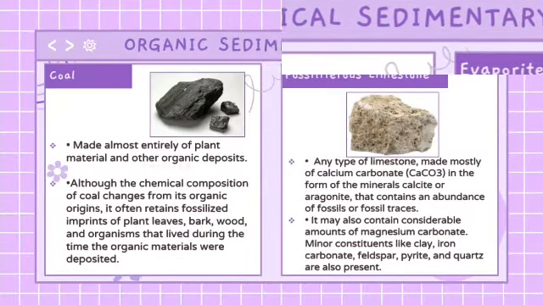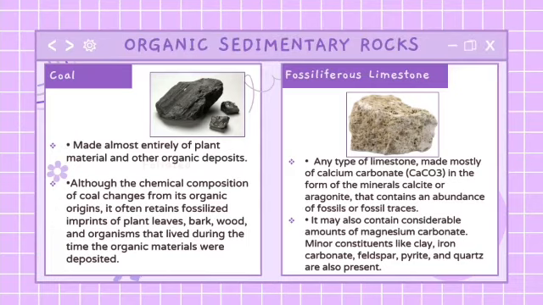Now let's go to organic sedimentary rocks. We have coal and fossiliferous limestone. Coal is a sedimentary rock formed from the compaction of partially decayed plant material, organic material deposited in water with low oxygen content. Coal is made almost entirely of plant material and other organic deposits that have been buried for millions of years under elevated conditions of heat and pressure.